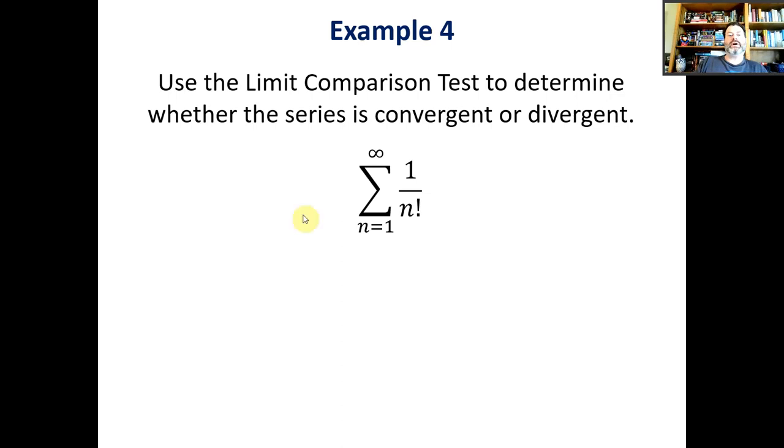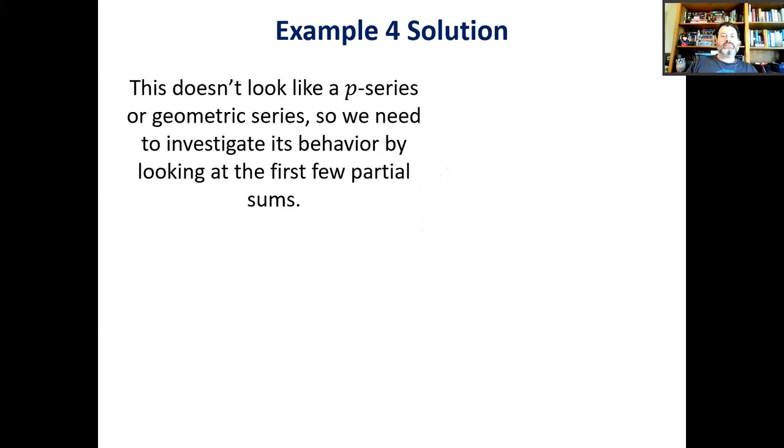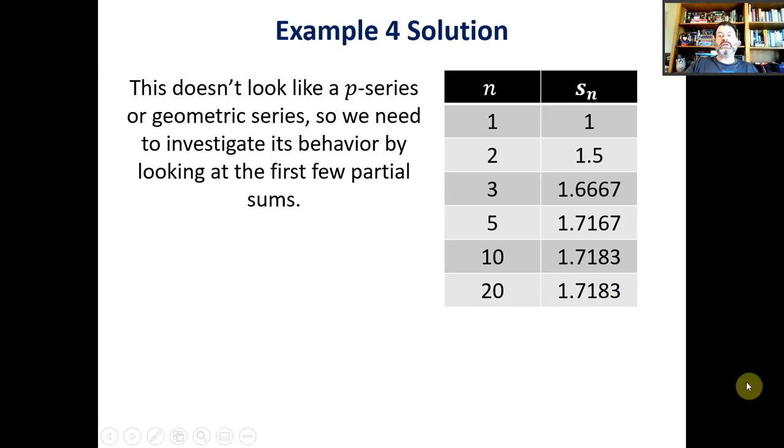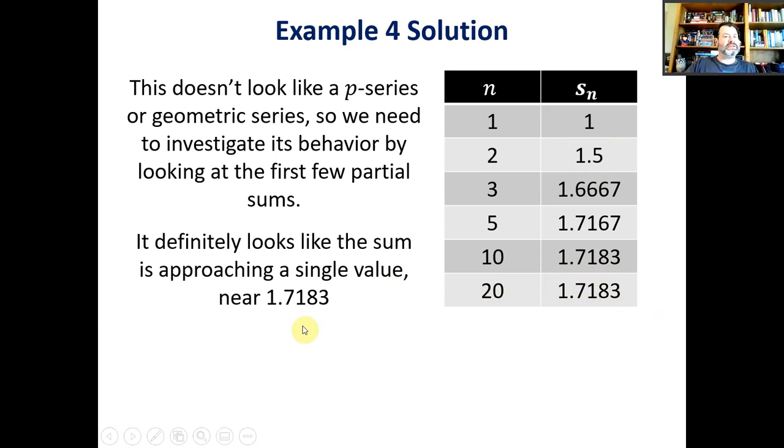All right, last one, limit comparison test. So this is 1 over n factorial. Factorial is where you take every number and multiply it by the whole number that's less than that number. And it doesn't look like a p-series, and it doesn't look like a geometric series. So what I decided to do is look at the first few partial sums, and it looks like it converges really fast. So I only did 20 terms, and it converged really fast. So I'm thinking this thing's going to converge.